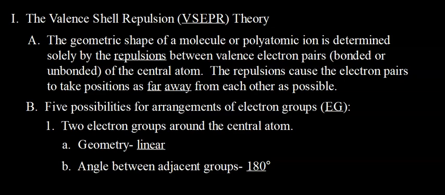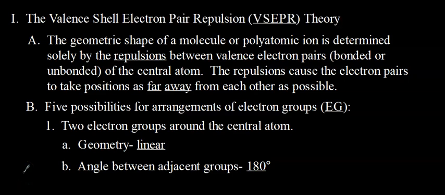All right, our next lesson is on the valence shell electron pair repulsion theory. I think we're missing a word there. It says valence shell repulsion. Valence shell electron. Let's fix that. Yeah, that looks better. VSEPR. This has to do with the shape of molecules and polyatomic ions.